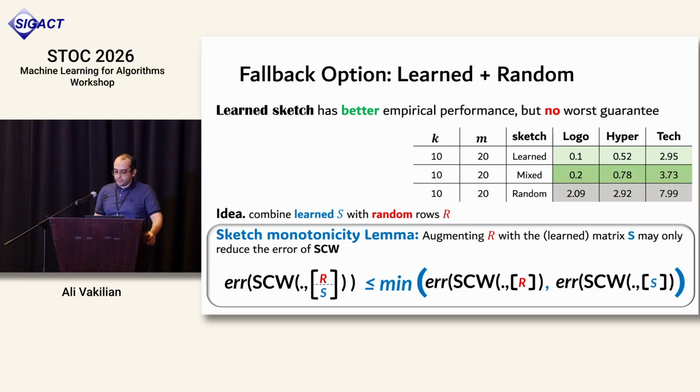But more importantly, we can show a sketch monotonicity lemma. Meaning that if you run these SCW algorithms when combining R and S, the two sketching matrices together, the error would be less than the minimum of the error of running SCW by R only or by S only. If you think about this algorithm, it's not hard to see, but the important fact is that not all algorithms have this property.